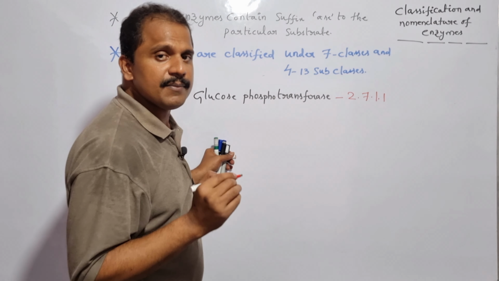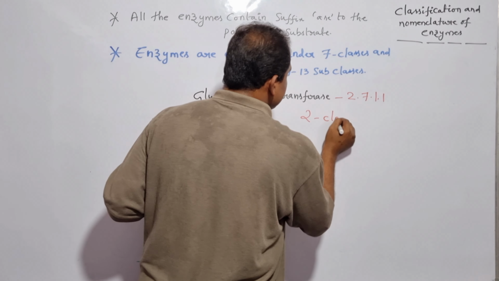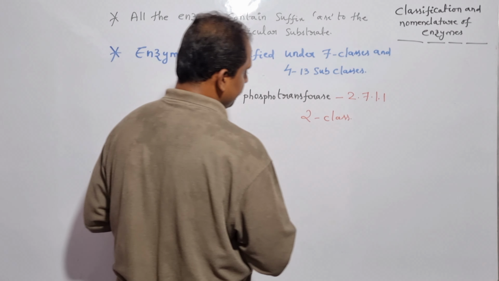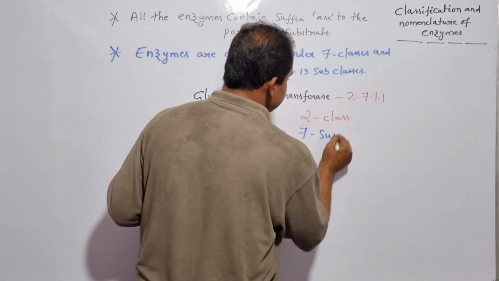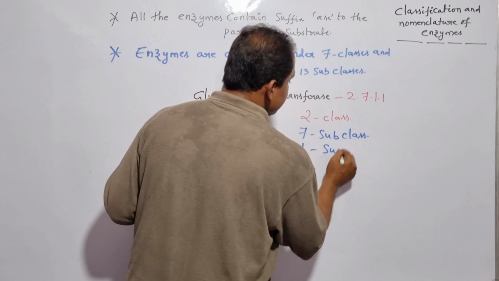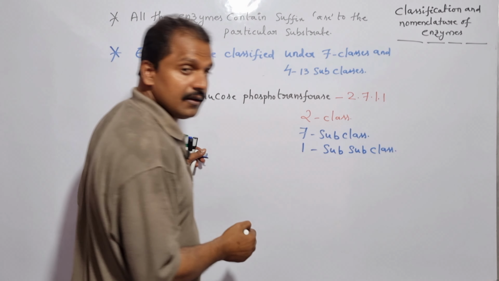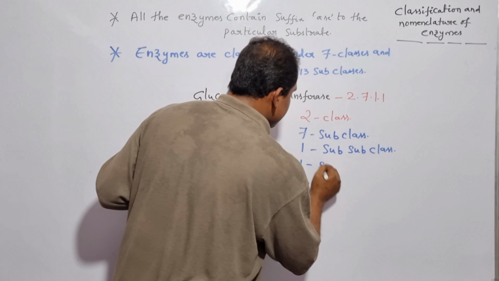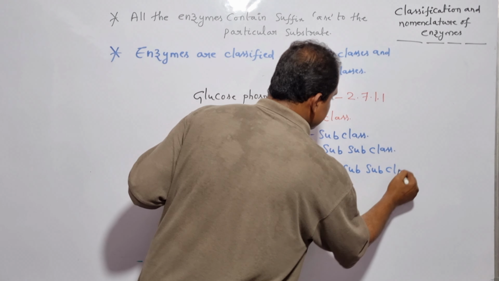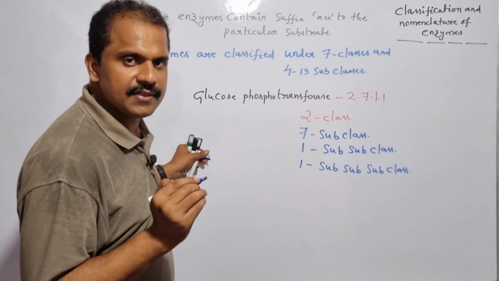Here, 2 is nothing but what? 2 is the class. And 7 is the subclass. And the 1 is a subclass, and the other one is also a subclass. Is it clear?